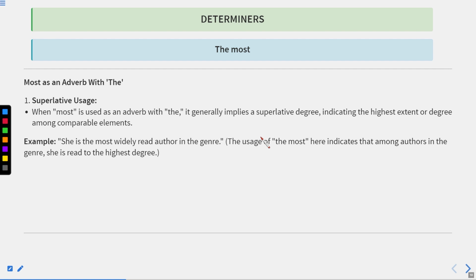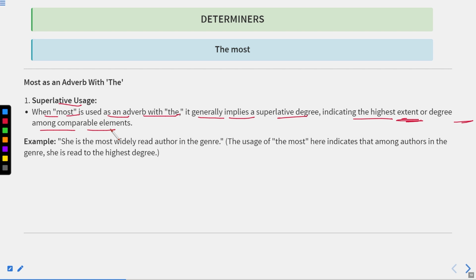But if I say this is the most important question, it means no other question is more important than this or as important as this. It means this is on the highest level. So there we can use the word "most" as an adjective, where we put "the" before it to make the superlative degree of the adjective. The superlative usage: when "most" is used as an adverb with "the", it generally implies a superlative degree, indicating the highest extent among comparable elements. As I told you, the most important questions.